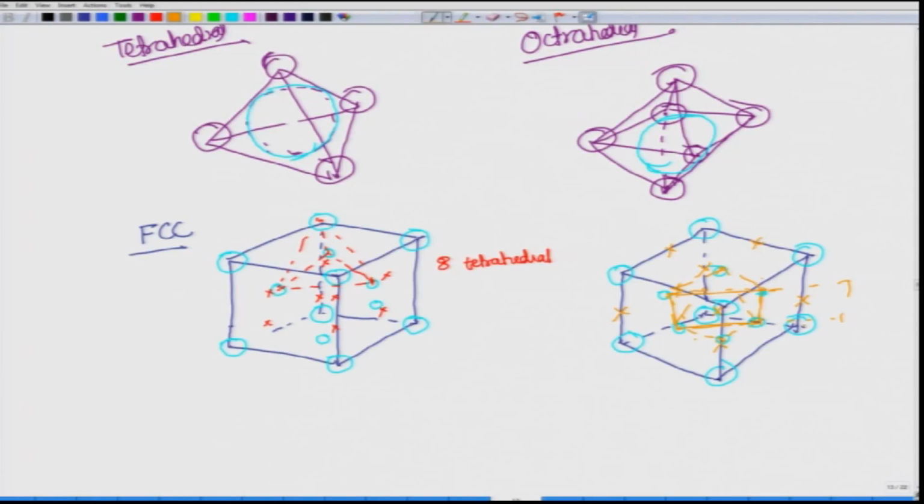So, similarly for all the edge centers, you would see one octahedral void. Now, if I were to calculate the number of octahedral voids inside this particular cell, the ones that are lying on the edges are being shared by 4 cells. There are 12 edges, so 12 by 4, plus 1 in the center. So, it is equal to 4 in 1 unit cell. So, there are 4 octahedral voids.